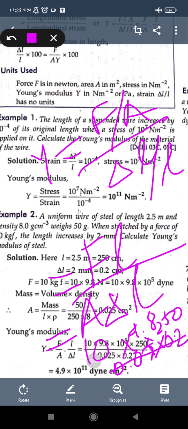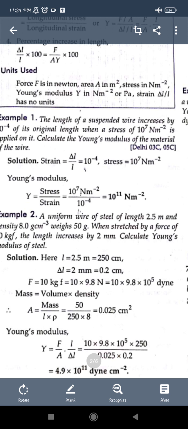So from there you can just simplify these terms. You will get the answer as 4.9 into 10 to the power 11. But here the force is in Newton, and since centimeter is used here, we have to take dyne, and we know that 1 Newton is equal to 10 to the power 5 dyne. So 10 to the power 5 also will be multiplied to this equation.